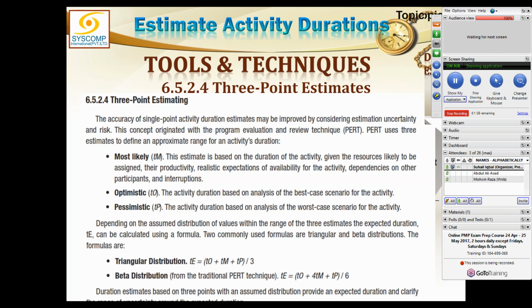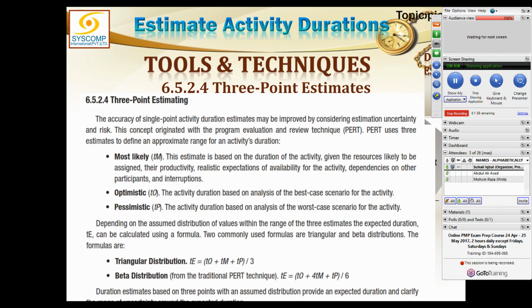This has given some codes to them: TM for most likely, TO for optimistic, TP for pessimistic. You can have any codes like that. And to calculate the duration for your project, there could be two methods. One is a triangular distribution, another is a beta distribution. Triangular distribution means that the data you have is not very much. You just have data from a few sources, 4, 5, 10 sources. So if the number of sources is too small, then you can simply take an average of the 3 values, as in a normal case.